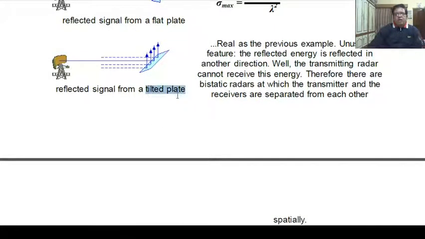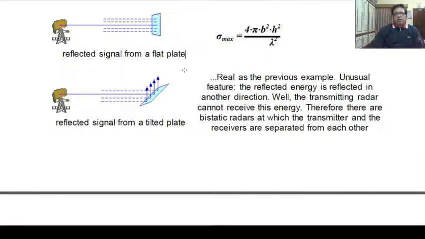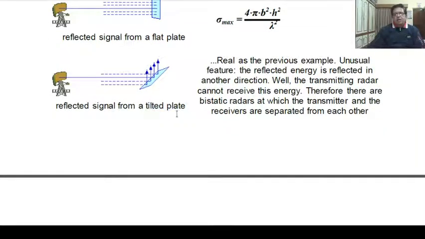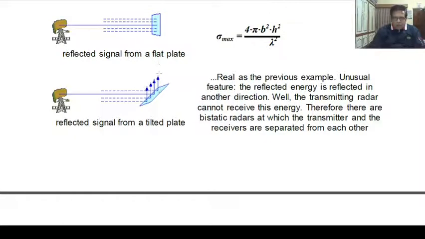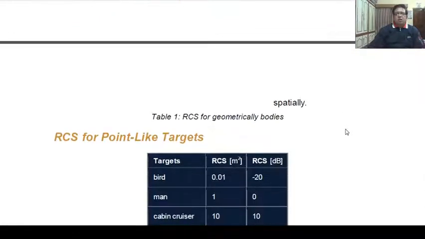If the plate is tilted, in that case, unlike the previous example, the reflected energy is reflected in another direction. Just see, the energy is reflected in another direction. Well, the transmitting radar cannot receive this energy. Therefore, there are bistatic radars in which the transmitter and the receiver are separated from each other.